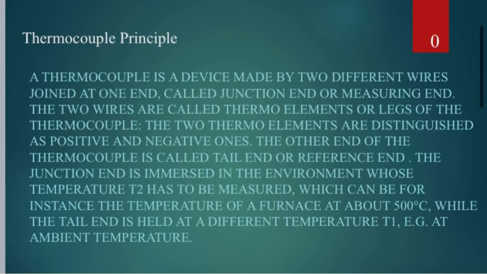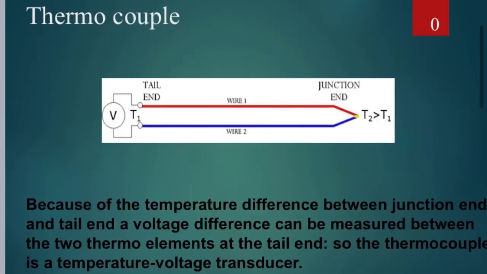The junction end is immersed in the environment whose temperature T2 has to be measured, which can be, for instance, the temperature of a furnace at about 500 degrees Celsius, while the tail end is held at a different temperature T1, for example, at ambient temperature. Because of the temperature difference between junction end and tail end, a voltage difference can be measured between the two thermoelements at the tail end. So the thermocouple is a temperature voltage transducer.